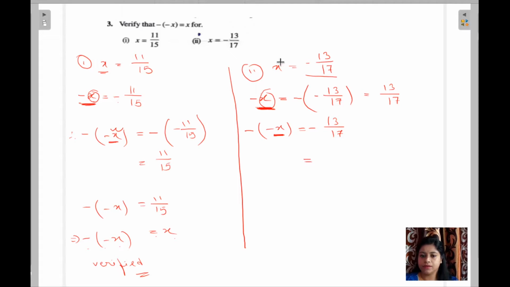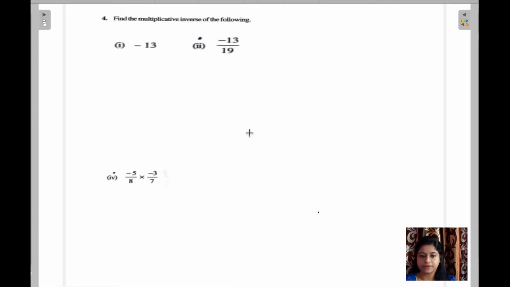Now you can see our value of x is also minus 13 by 17. So in place of minus 13 by 17 we can easily write x, as these two numbers are equal. So here also we have verified that minus of minus x is equal to x for the value of minus 13 by 17. So these are really very easy. Next, move to the next sum.